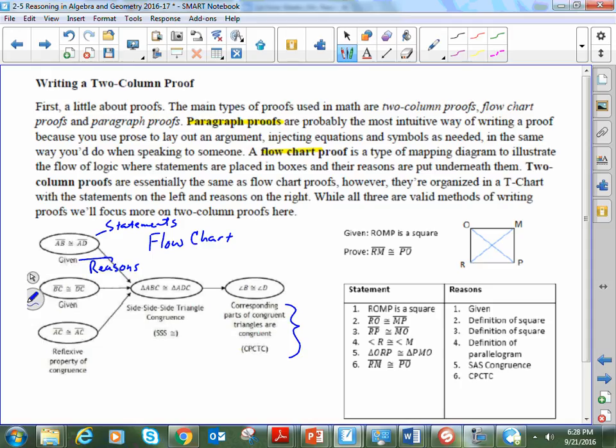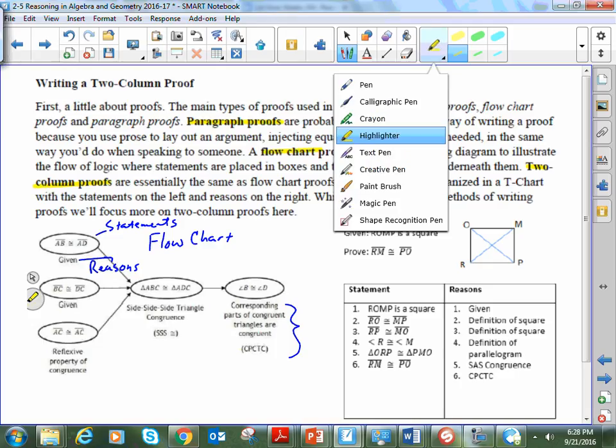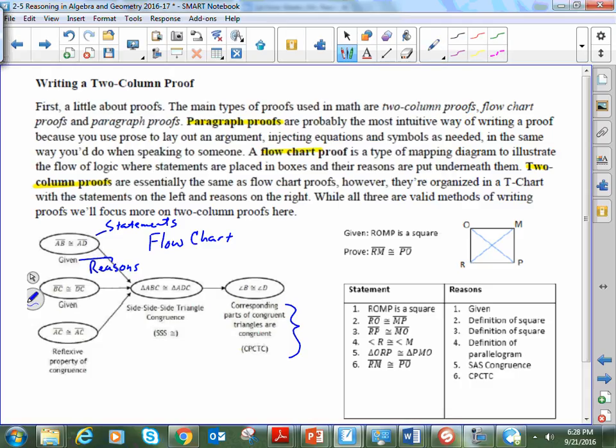And the last one is a two-column proof. They're called that because it looks like two columns. It's like a T-chart here. So here's my two-column proof. Now, out of the three proofs that we see here, probably, let me go ahead and just reason.